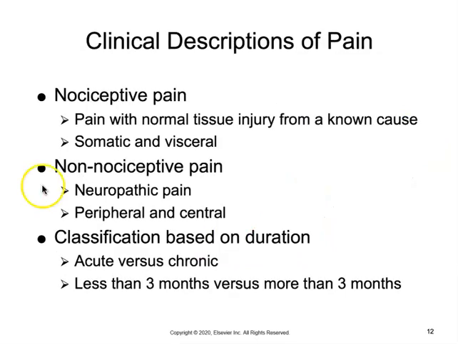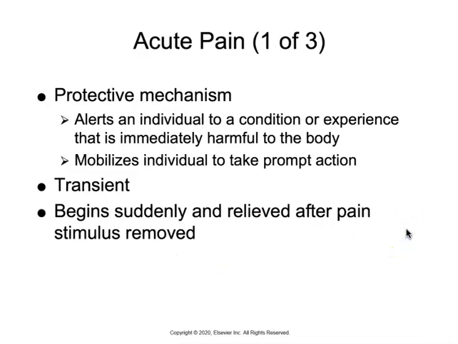I put this slide in here just to give you a general, almost bird's eye view of the different types of pain that we are going to talk about. So we have our nociceptive pain. This is pain within our normal tissue injury from a known cause, and we can classify it as somatic and visceral. We've got non-nociceptive pain, which is going to include our neuropathic pain. That could be peripheral and central. And then we are also going to classify the pain based on the duration. So we'll talk about acute versus chronic, and that is going to be less than 3 months versus more than 3 months. So let's get into our acute pain first.